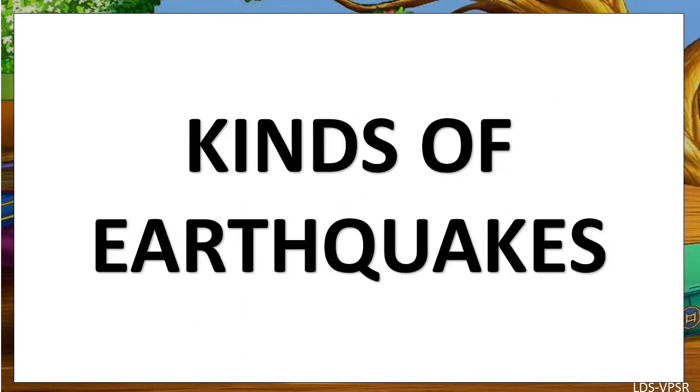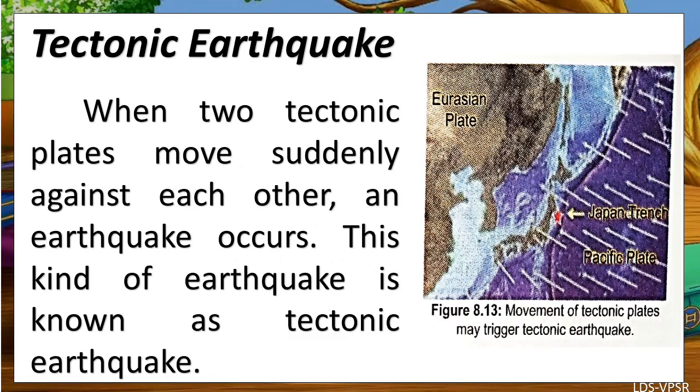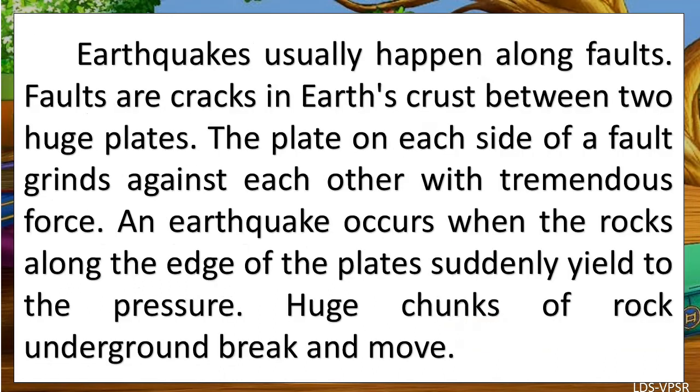Kinds of earthquakes. Tectonic earthquake. When two tectonic plates move suddenly against each other, an earthquake occurs. This kind of earthquake is known as tectonic earthquake. Earthquakes usually happen along faults. Faults are cracks in Earth's crust between two huge plates.